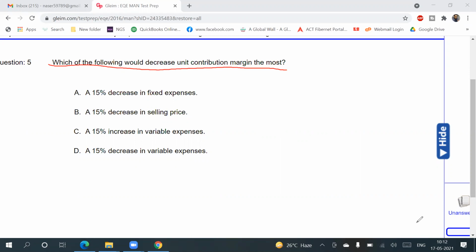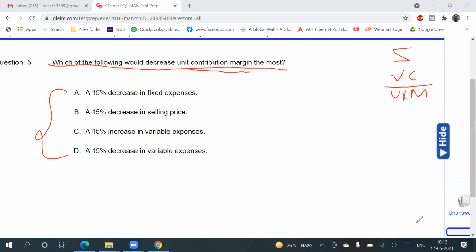Now, whenever you get a question of this type, what you need to do is take an example of a unit contribution margin. How do you get unit contribution margin? It is nothing but your sales minus variable cost. Then you will get your unit contribution margin.